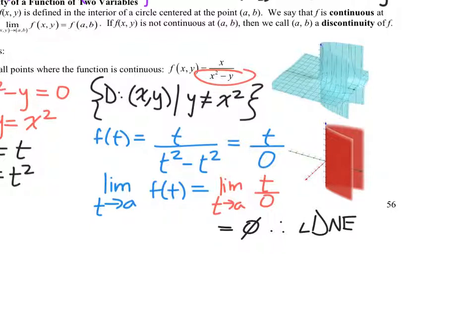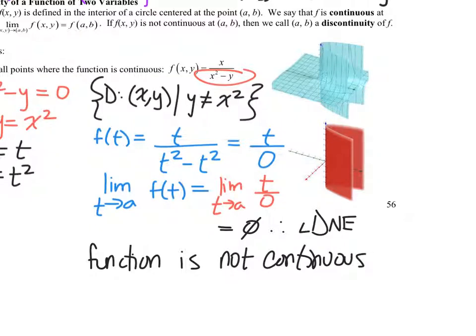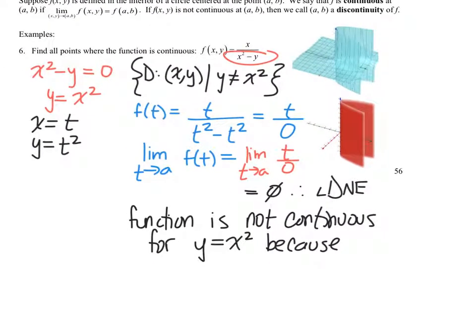So we would say the function is not continuous for y equals x squared, because when you say the limit as t approaches a, a stands for any real number. Any real number, yeah. Because the corresponding limit does not exist.